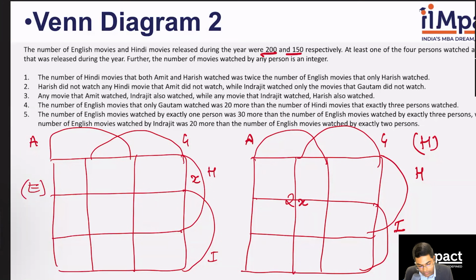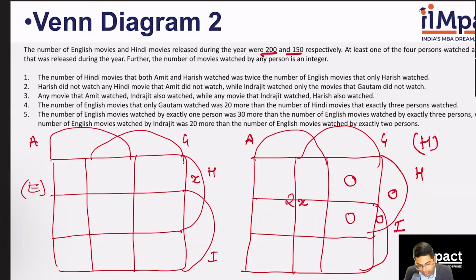Harish did not watch any Hindi movie that Amit did not watch. So in Hindi movie, if Amit has not watched, Harish has not watched. So can I put zeros in all of these four places? That's the idea. Yes. That Harish did not watch any Hindi movie that Amit did not watch. So Amit did not watch is the causation over here. So I have to see which are the parts which are outside the set of Amit and inside the set of Harish. And those will become zero.